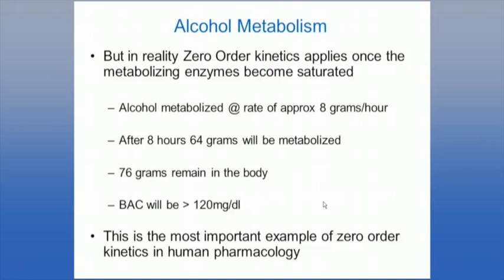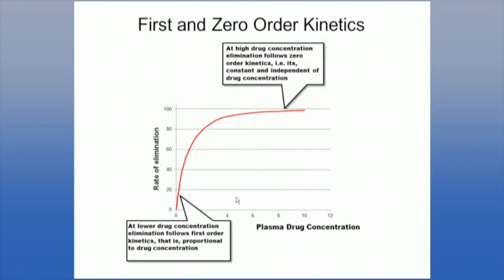And alcohol metabolism is probably the most important example of zero-order kinetics in human pharmacology, mainly because alcohol use is a prevalent activity in society generally. So I would ask you to remember this particular example. On this particular curve, let me just show you this interplay between zero-order kinetics and first-order kinetics. Again, much like what we've seen previously, the rate of elimination is shown here on the y-axis and plasma concentration on the x-axis, so reversed from the previous diagram.